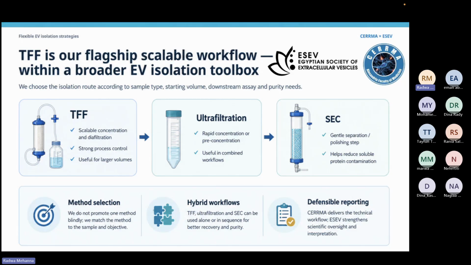It's according to the research or to what is the aim of the research. We choose the method. We can also combine, like Typhon said, the TFF with size exclusion chromatography for having more polishing and gentle purification for more EVs. So actually, for the method selection, we do not promote one method blindly, but we match the method with the sample and the objective. Starting with the TFF, it may be the start and the end, and we just do the TFF, and we have a very good yield, very good size distinguishing, isolating the large from the small size. It's a very successful step to be done.